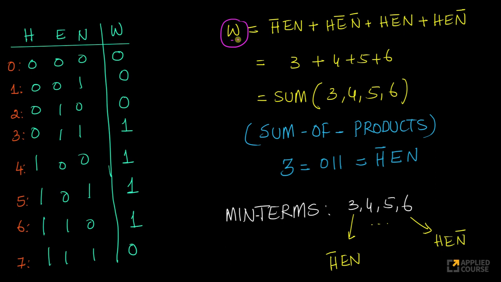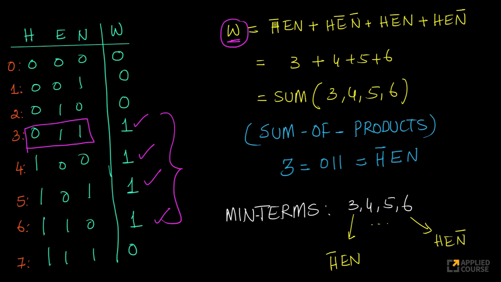One way is, you say W equals to, where all is W 1? Look at this. These are the 4 cases where W equals 1. So you say W equals to, look at this case. In this case, what happens? H is 0. That's why you negate H.